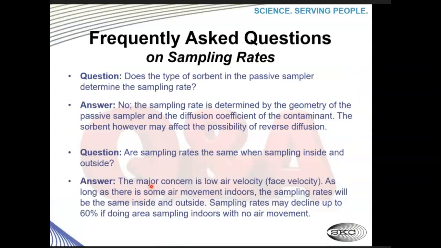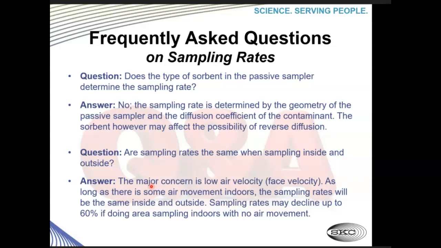Does the type of sorbent in the passive sampler determine the sampling rate that Jay was referring to earlier? And the answer is no. The sampling rate is determined by the geometry or the design of the passive sampler and the diffusion coefficient of the contaminant. However, the sorbent may affect the possibility of reverse diffusion, but it does not affect the sampling rate.